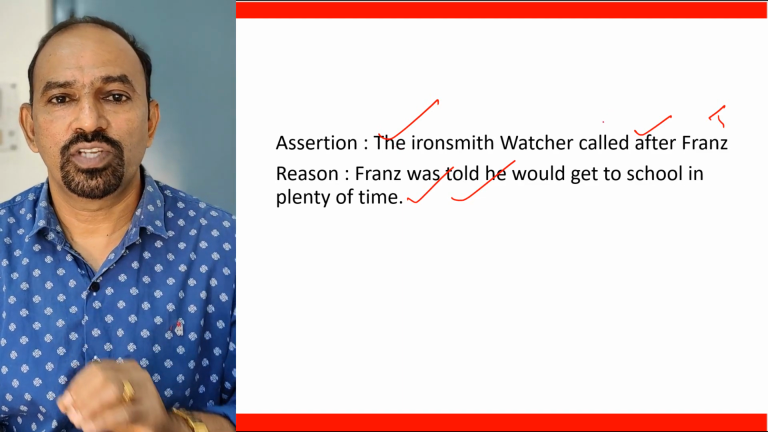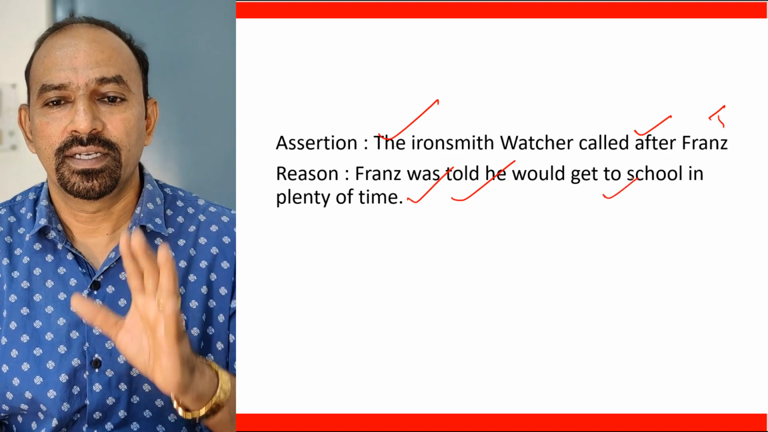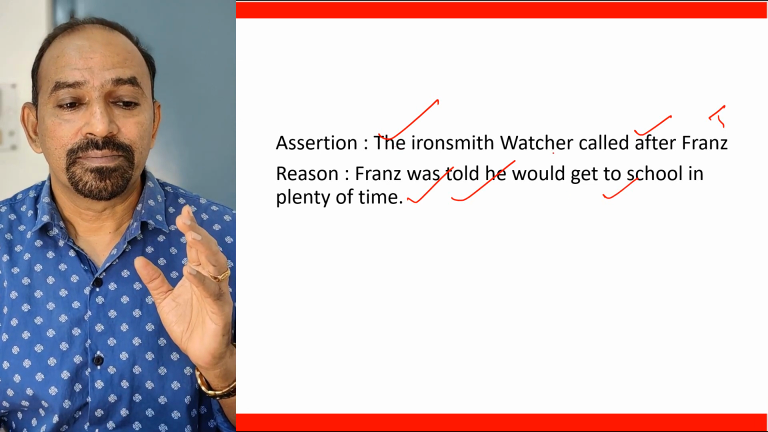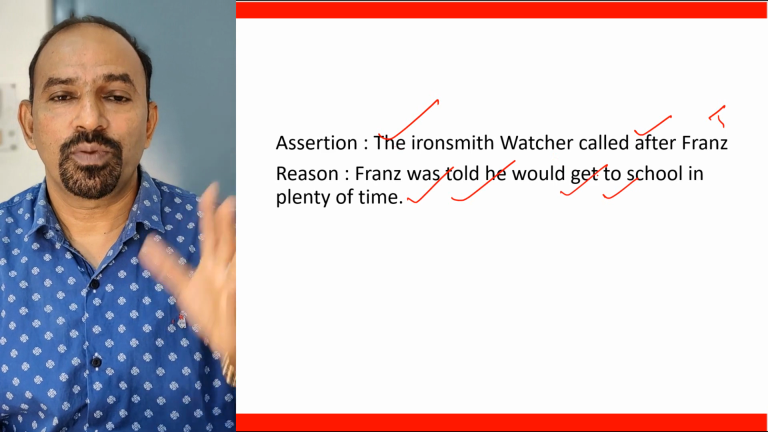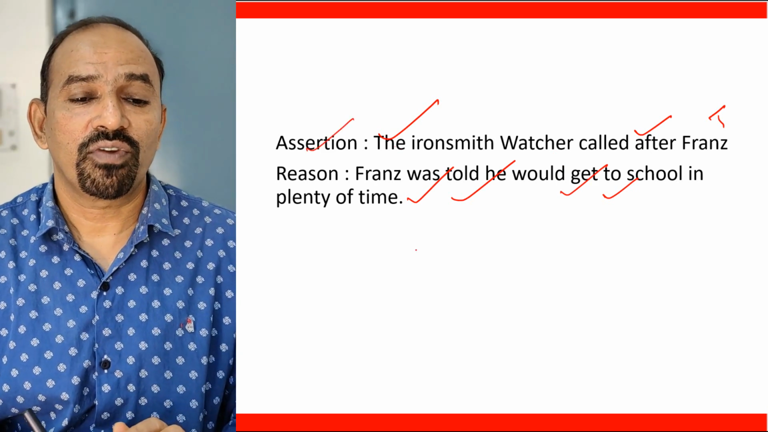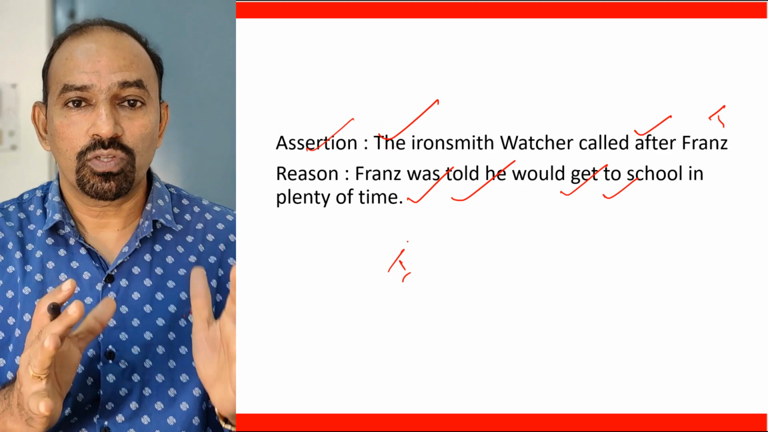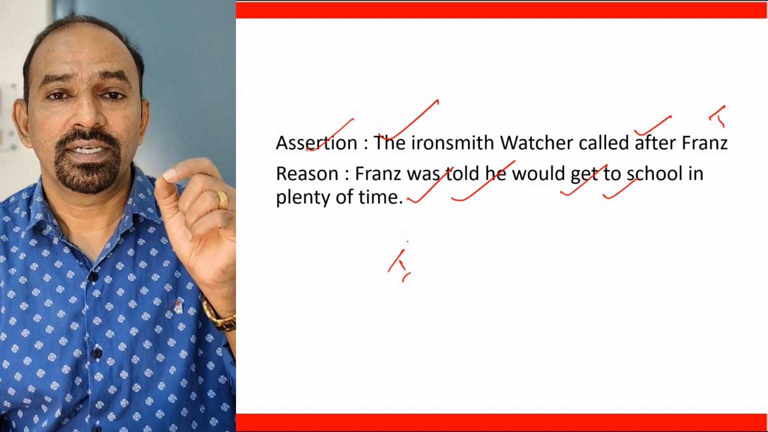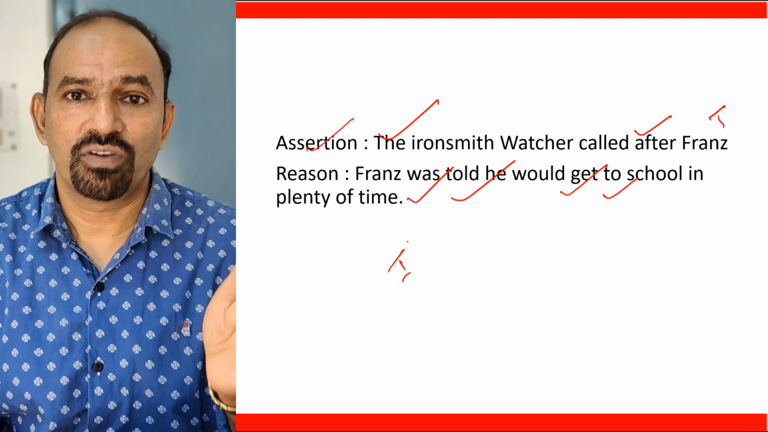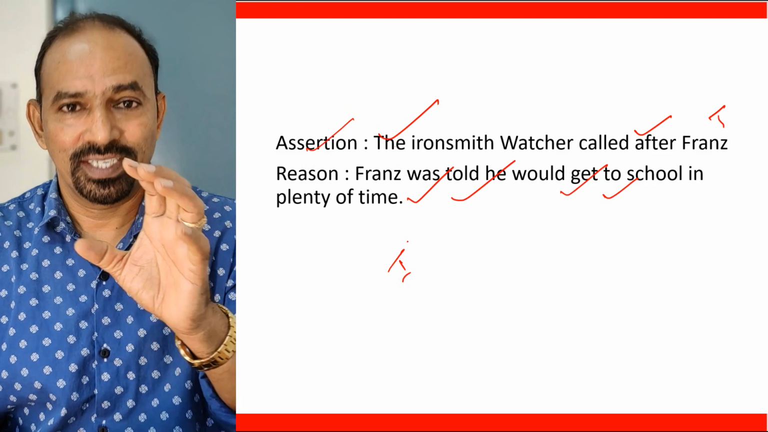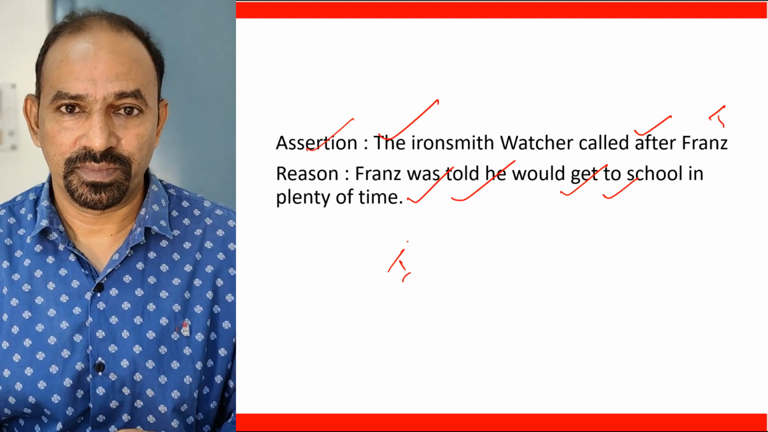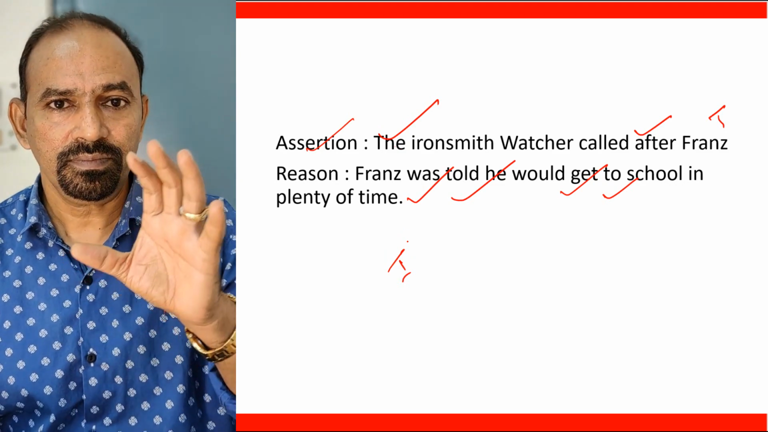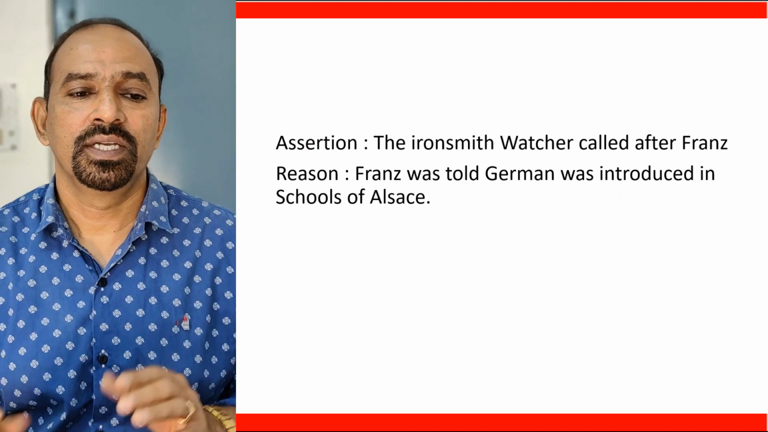So both the statements, assertion and reason, are correct. And the reason is the right explanation of assertion. So we can write the first option: both assertion and reason are true, and reason is the right explanation of assertion. So that is the answer. Let us move on to the next question. We are taking simple questions to understand the concept of assertion and reason.